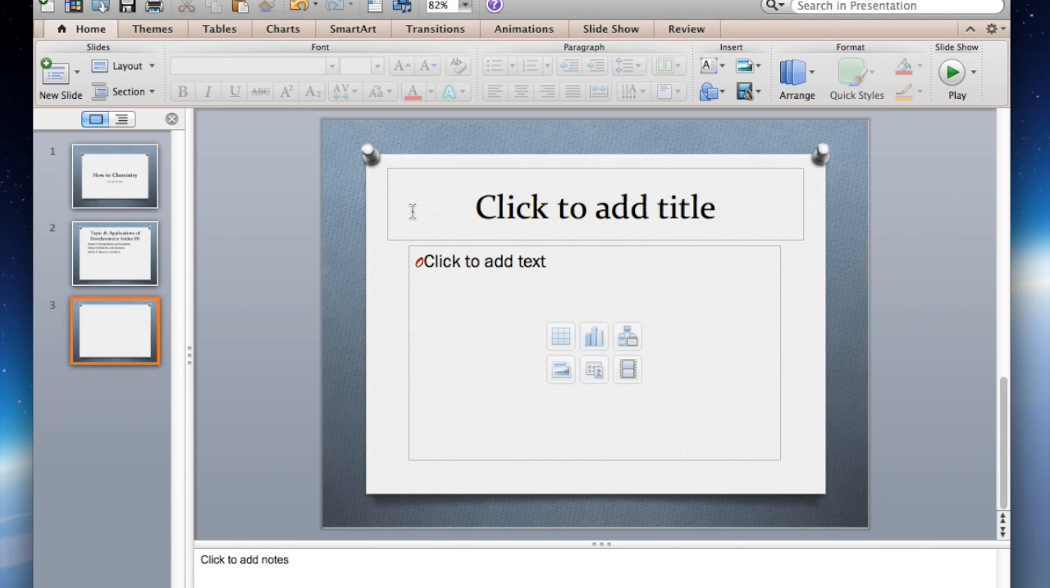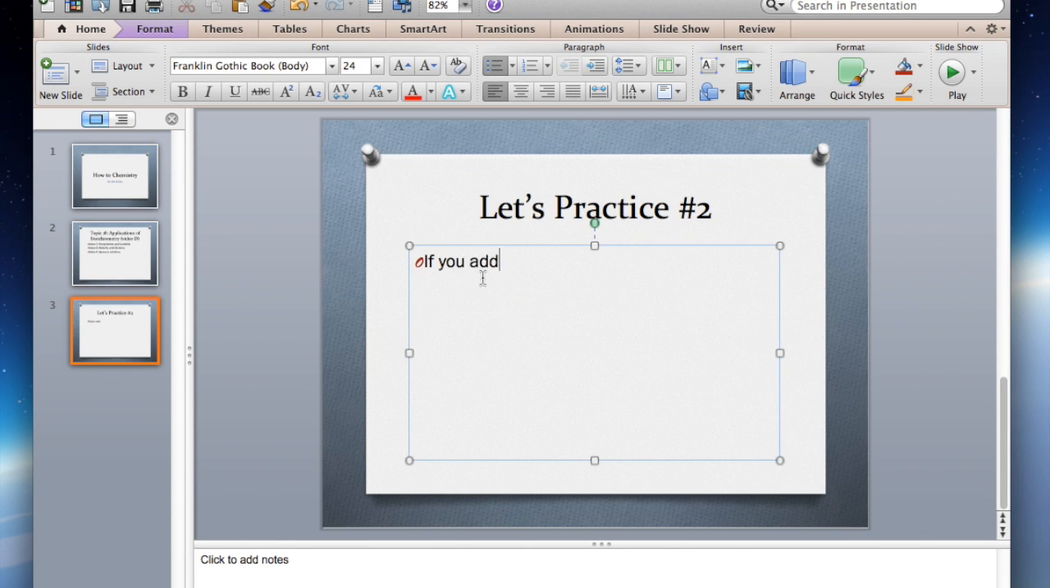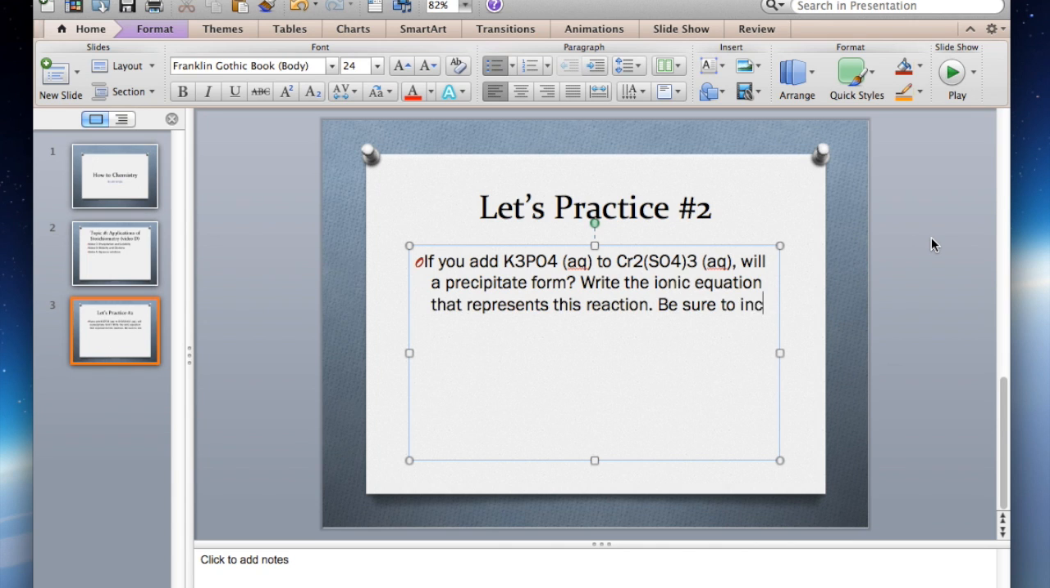If you add aqueous potassium phosphate to aqueous chromium 3 sulfate, will a precipitate form? Write the ionic equation that represents this reaction. Be sure to include states, balance your equation, and, hint, remember to consider your solubility rules.